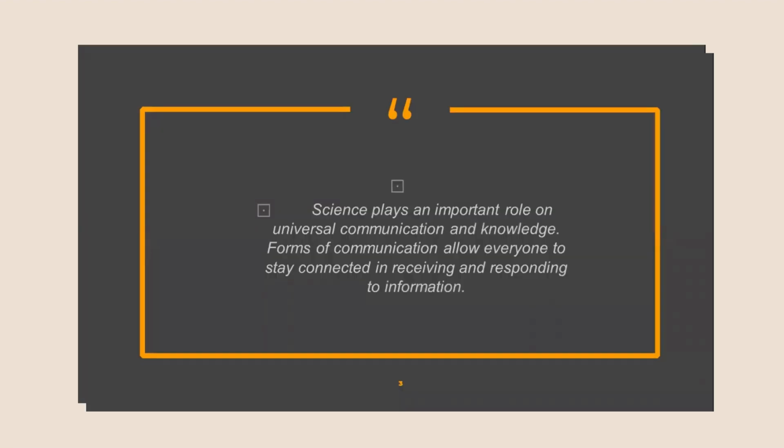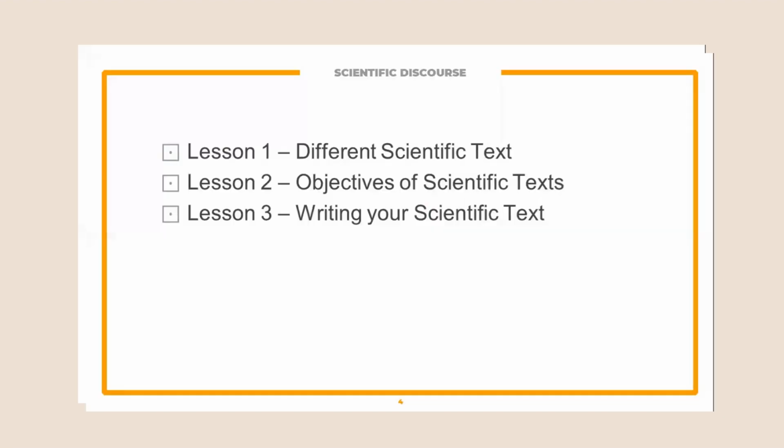Science plays an important role in universal communication and knowledge. Forms of communication allow everyone to stay connected in receiving and responding to information. The progress in the scientific community is rooted in the ability to communicate science findings. This learning episode is divided into three topics: different scientific text, objectives of scientific text, and writing your own scientific text.